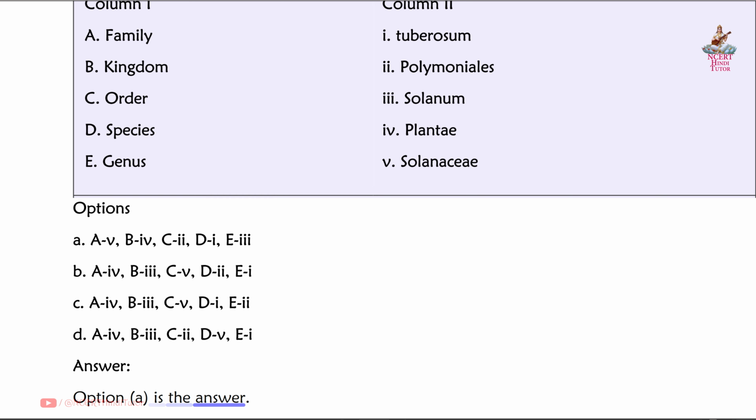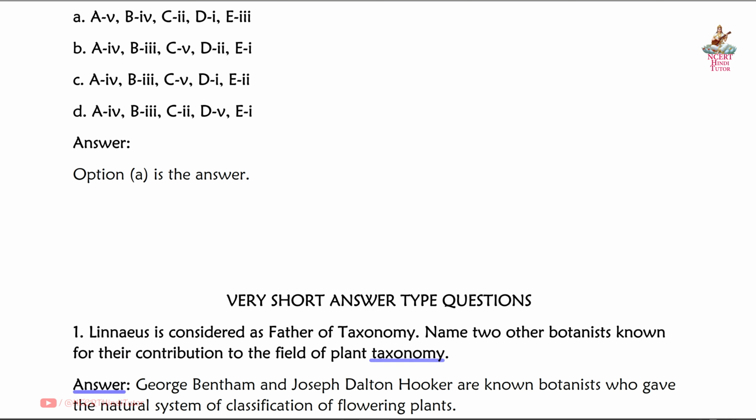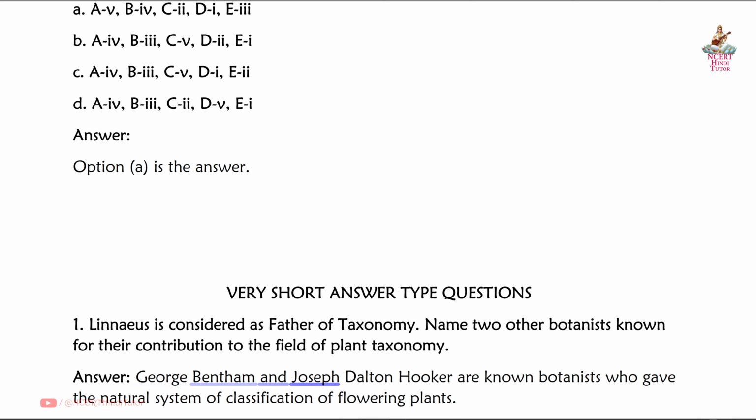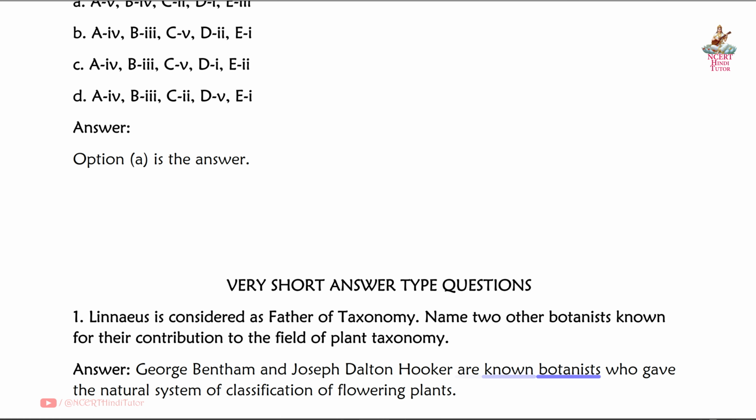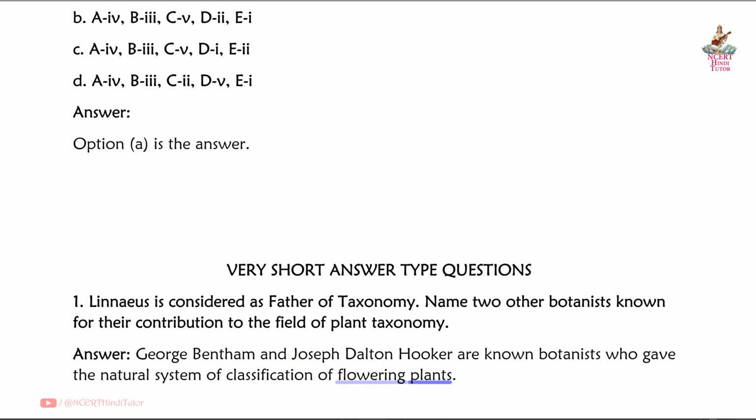Very short answer type questions. 1. Linnaeus is considered as father of taxonomy. Name two other botanists known for their contribution to the field of plant taxonomy. Answer: George Bentham and Joseph Dalton Hooker are known botanists who gave the natural system of classification of flowering plants.